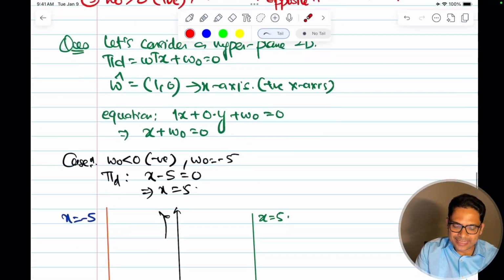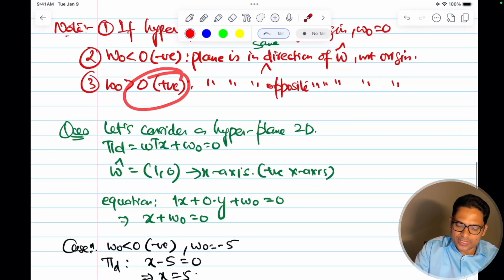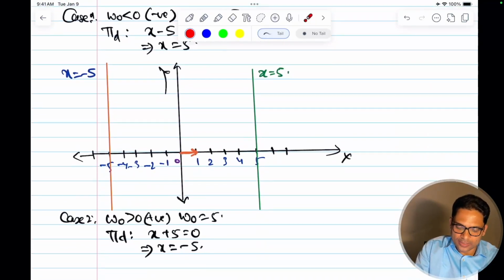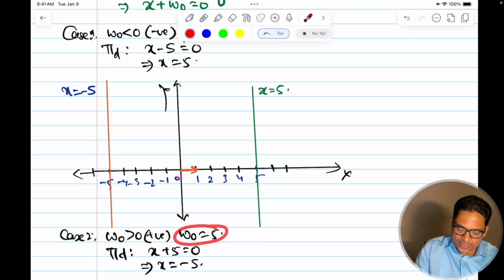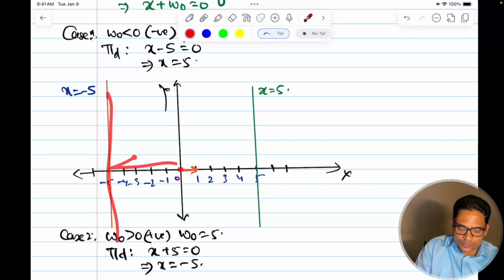So now what did it say? If w naught is positive, then the plane is in opposite direction of unit vector with respect to origin. So now you see, this w naught is 5, which is positive, and my unit vector is pointing towards the positive x-axis, but my plane is in the opposite direction. The plane should have been in this direction of origin, but because this is positive, it is in the opposite direction of the unit vector with respect to the origin. So that's why my line has moved this side.